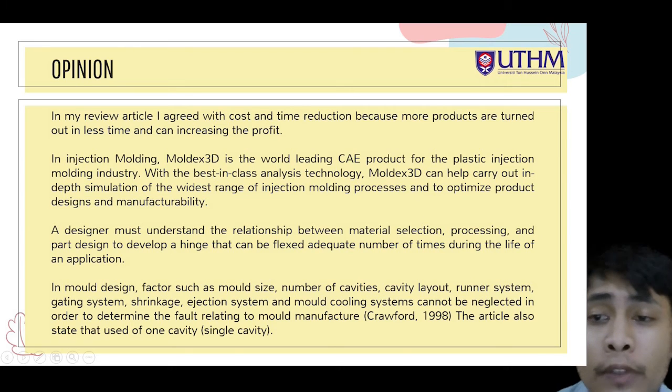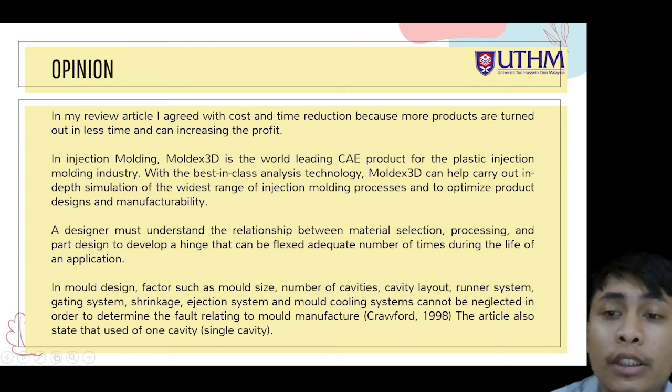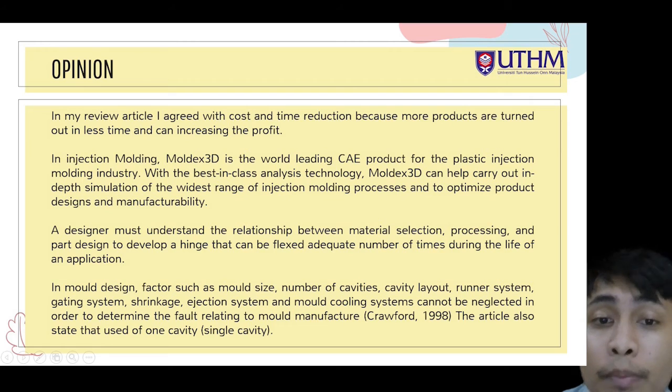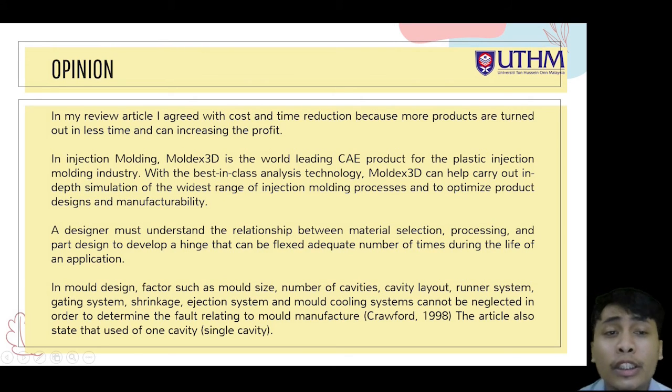Okay, I do not agree with this material because it is not good enough in material selection, because of some factors. The designer must understand the relationship between material selection, processing, and the part design to develop a part that can be reliable during the life of an application. From material, I suggest a very good material, which I think is steel, because steel has a high strength to weight ratio, which means strength per unit mass.